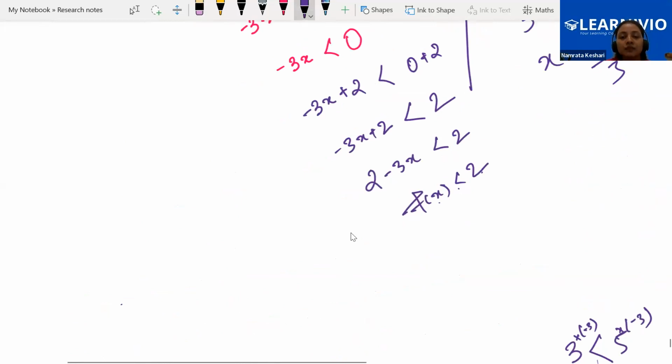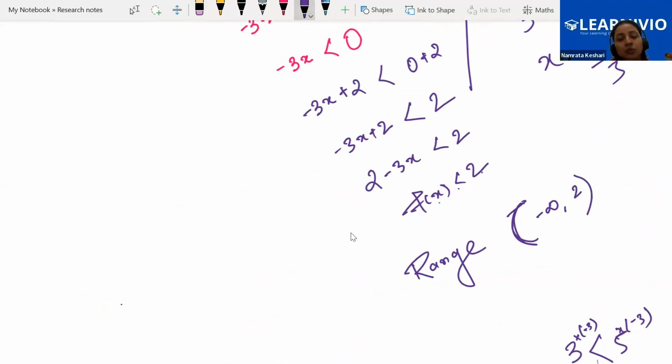Getting it? So the range will be this interval, minus infinity to 2. Any confusion? Ali, Alina, Naufal? No, ma'am. Got it? No, ma'am. Let's do one more question.